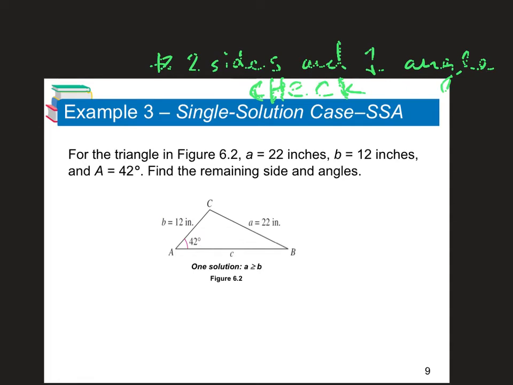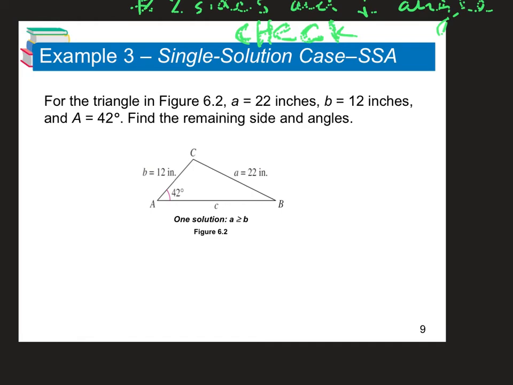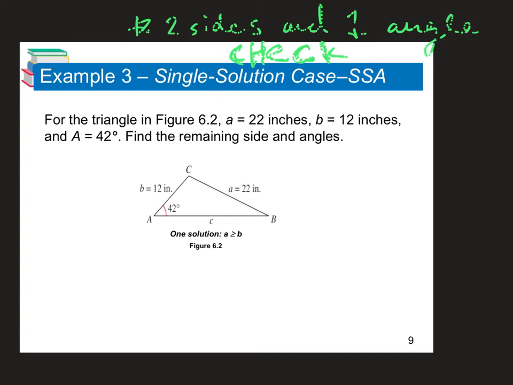So, what can we do here? Can't solve for the angle first because we only have one angle that's given. We can solve for the side. We can solve for the missing side. Can we though? Because we don't even have angle C. That's true. So we can solve for an angle first, which is what we have to do, but we can't solve it the way we did before where we subtracted it from 180.